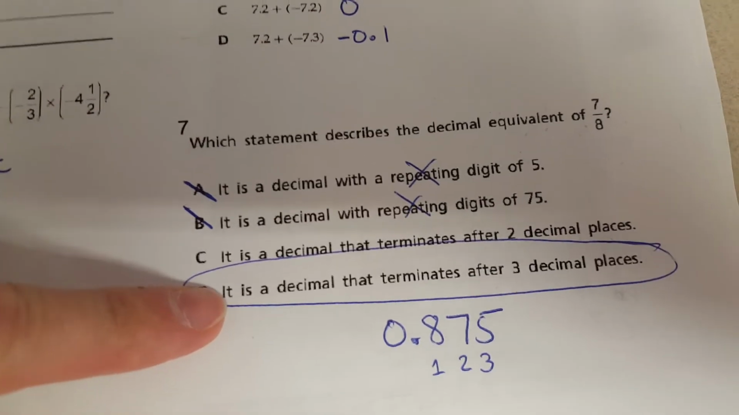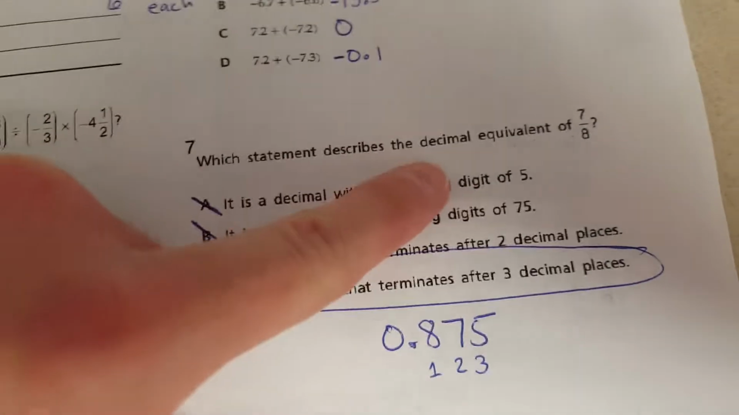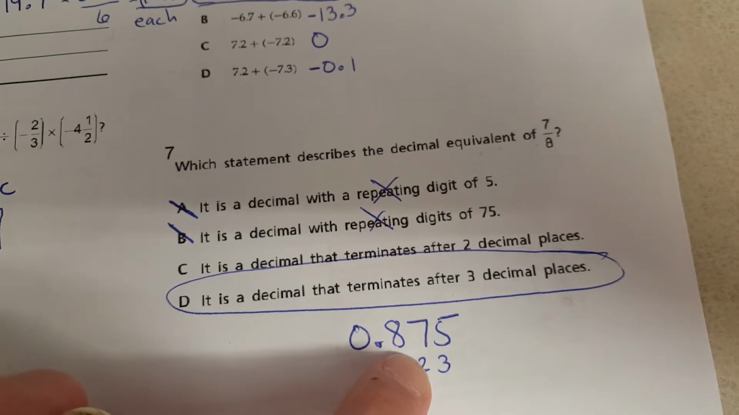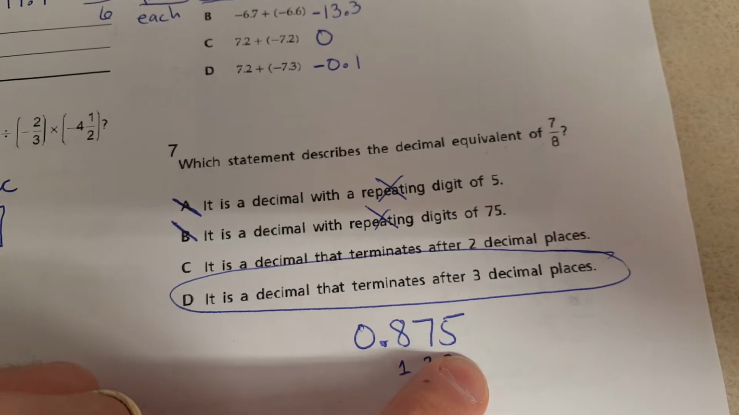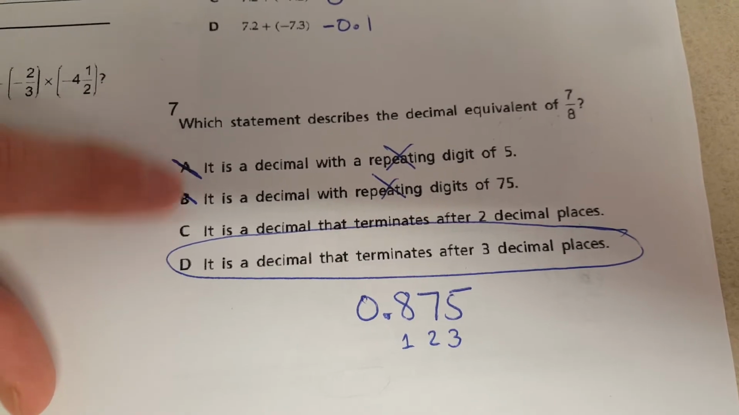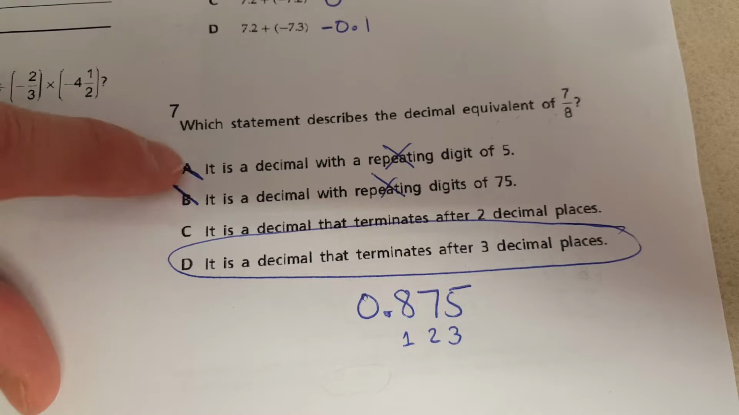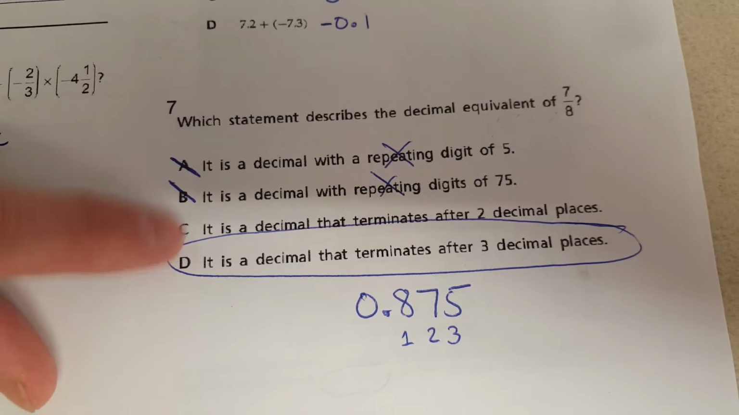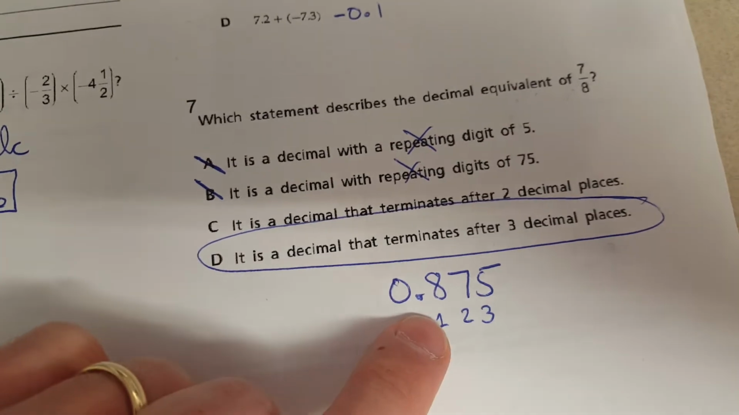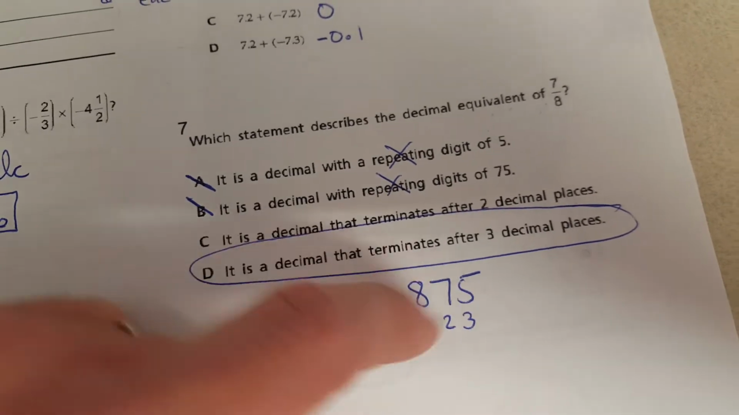Down here is probably one of the easiest questions. Find the decimal value of 7/8. Well, it's 0.875. People looked at me like this is crazy. All you do is, these ones are repeating, so obviously those 2 are thrown out. This one says terminates after 2. This one says terminates after 3. I don't know about you, but 1, 2, 3.